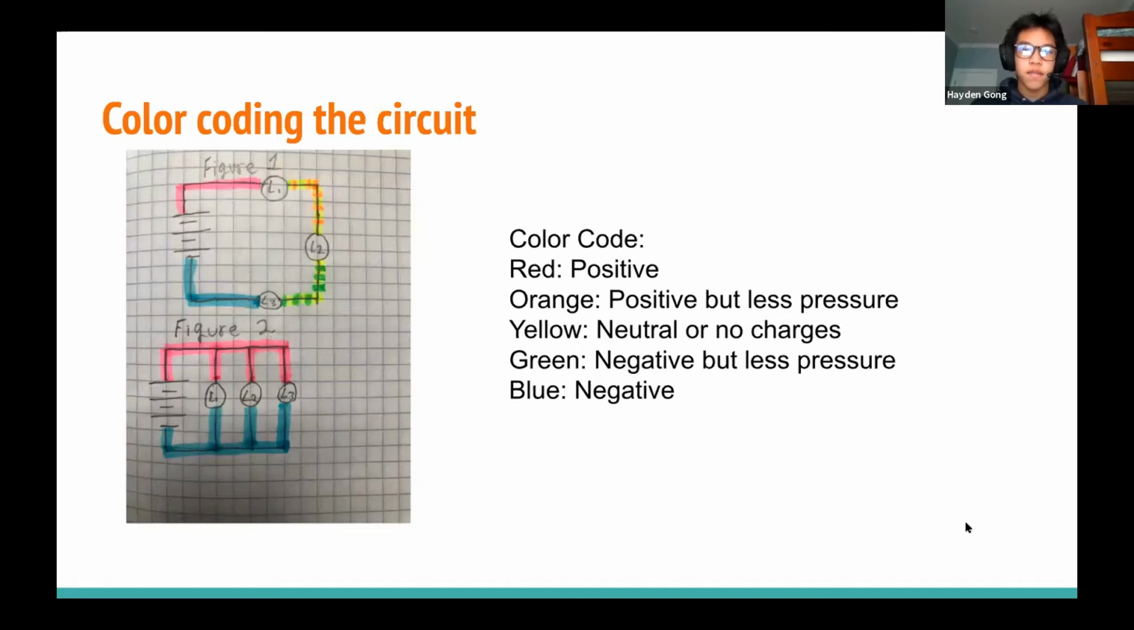For figure one, the positive terminal is red and then the negative is blue. We know for a light bulb to light up, it has to have an equal jump in pressure. So the wires touching the middle light bulb are yellow with a little bit of orange and a little bit of green. For parallel, the wires on the top are red and then the wires on the bottom are blue. And the light bulb lights up because one side is positive and one side is negative. And parallel circuits are 3 individual circuits connected to the same power source. So they don't actually interact with each other, and that's why they don't change colors.